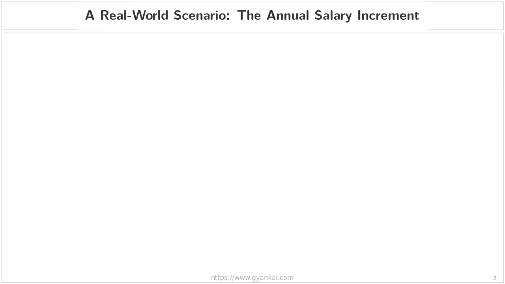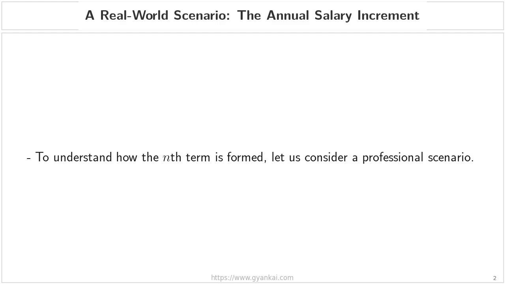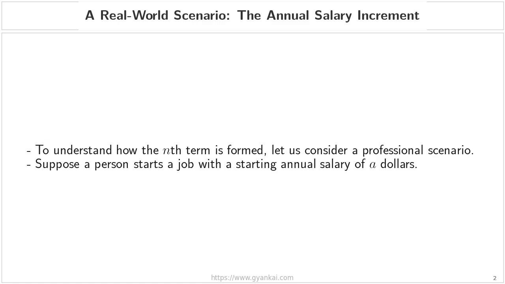A real-world scenario, the annual salary increment. Now that we have established what an arithmetic progression is and why finding a specific term manually can be quite a chore, let's move away from abstract numbers for a moment. To truly understand how the nth term is formed, let's look at a real-world scenario that you might encounter in your professional life. Imagine a person starting a new job.